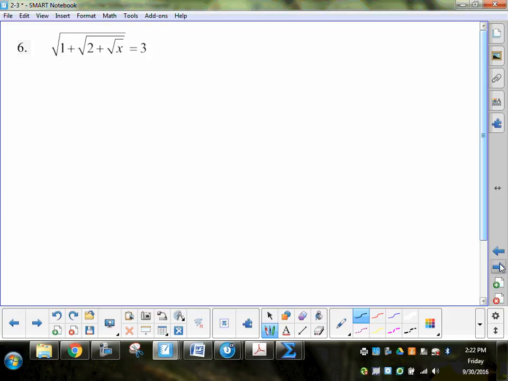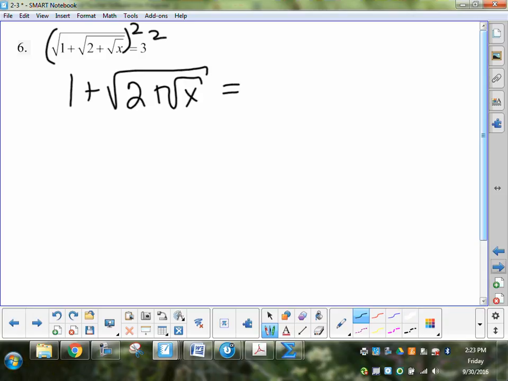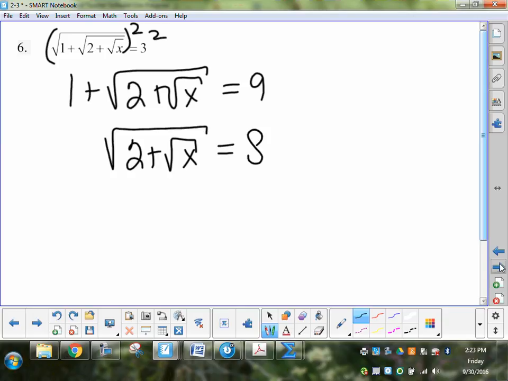You can tell me what your first step's going to be. You said square root it? Square it. So I'm going to square both sides. We've got 1 plus the square root of 2 plus the square root of x is equal to 9. Hands up, please, if you can tell me what we're going to do from here. McKenna? Subtract 1, so I've got the square root of 2 plus the square root of x is equal to 8. What happens next? We're going to square both sides. So I've got 2 plus the square root of x is equal to 64.